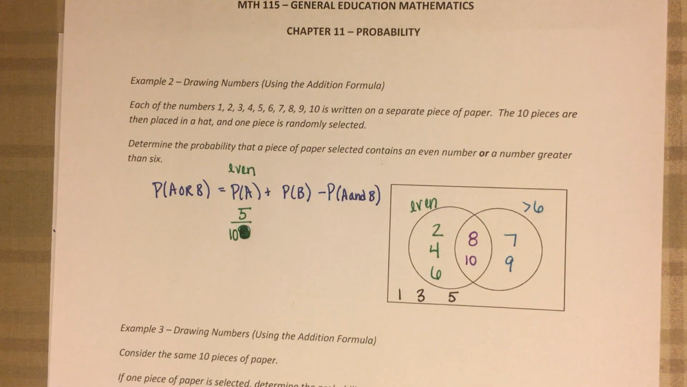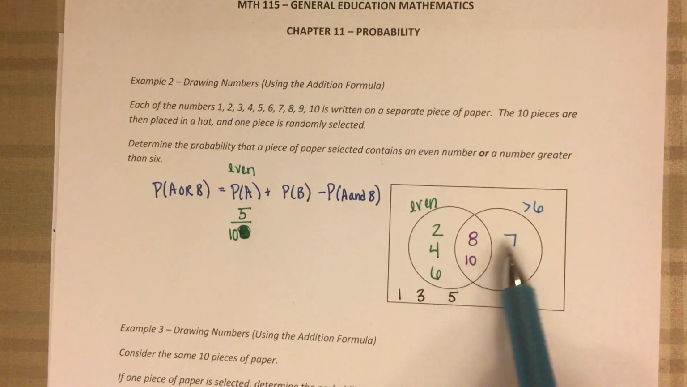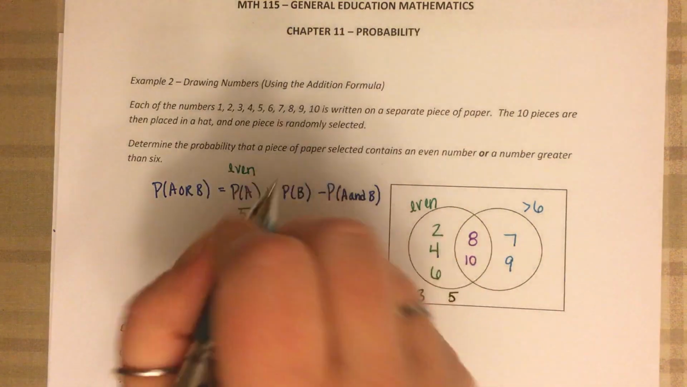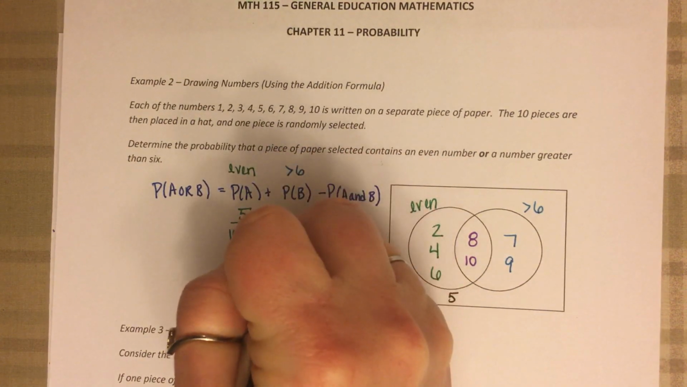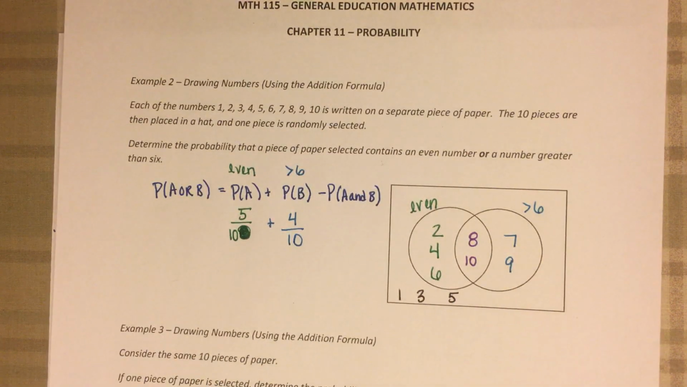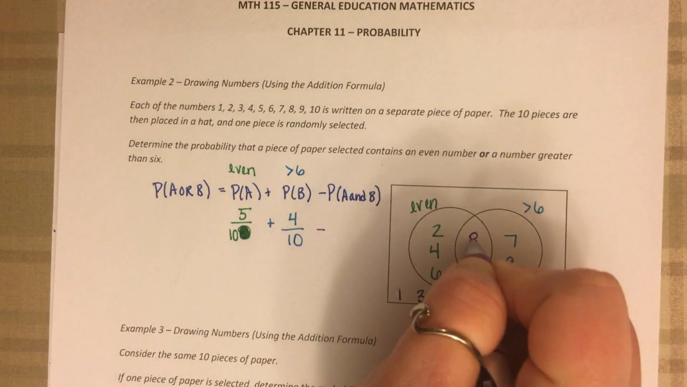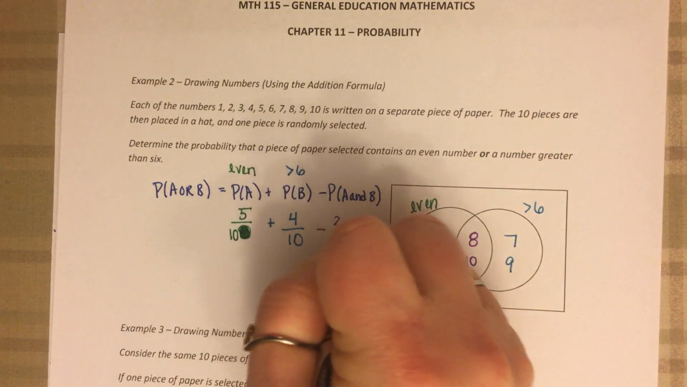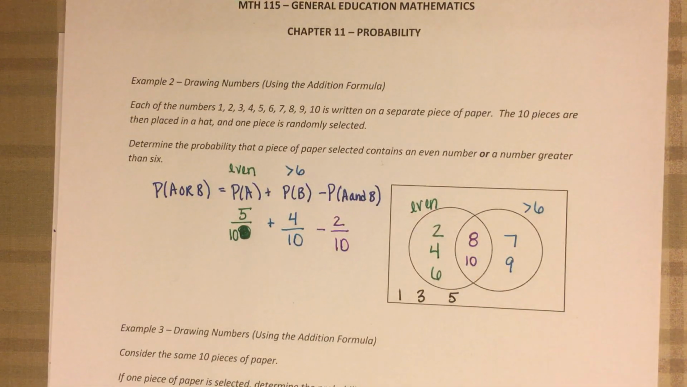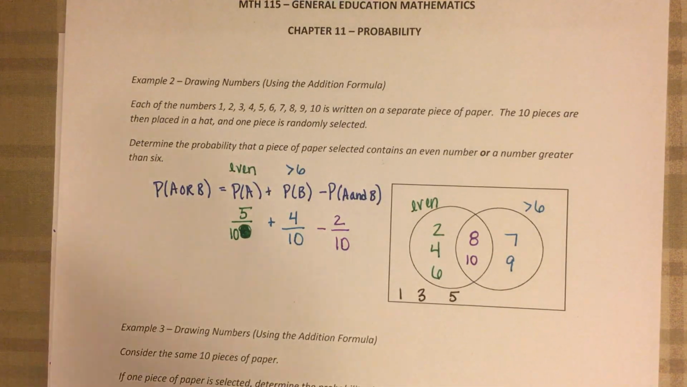Right? Our probability of B is a probability of a number greater than 6. Well, the numbers that are greater than 6 are over here, but they also include 8 and 10. So we have 7, 8, 9, and 10. Right? So greater than 6 is going to be 4 numbers out of our 10. Now we're going to subtract the intersection, because what we've just done is we've counted this 8 and 10 twice. Okay? So we're going to subtract our number of numbers that are in the middle portion, which is 2 out of 10.